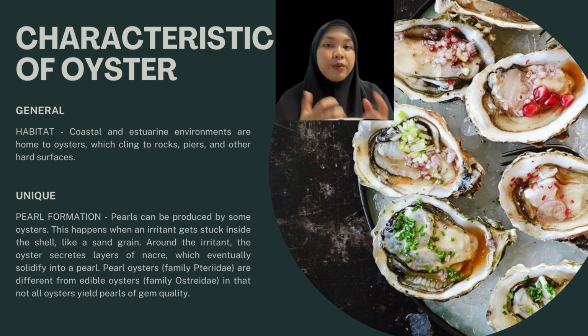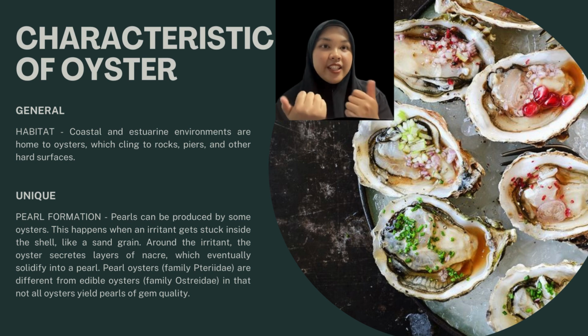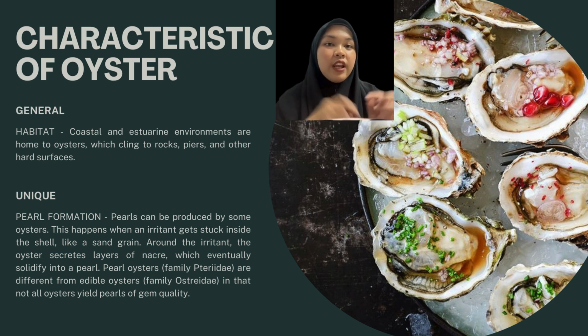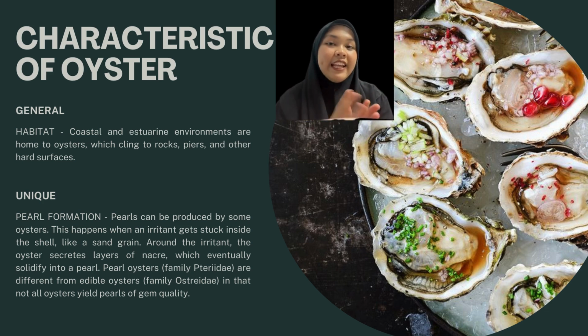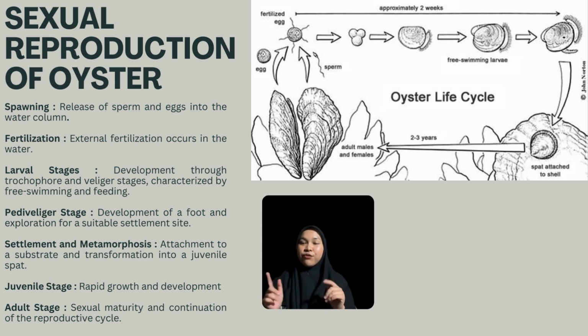Lastly, I will share about a unique characteristic of oyster. Some oysters can form a beautiful pearl. This happens when an irritant gets stuck inside the shell, like a sand grain. Pearl oysters are different from edible oysters, which are known as the family Ostreidae. That means not every oyster can form a beautiful pearl. Okay, that's all for characteristics of oyster. Okay, let's move to the next slide.